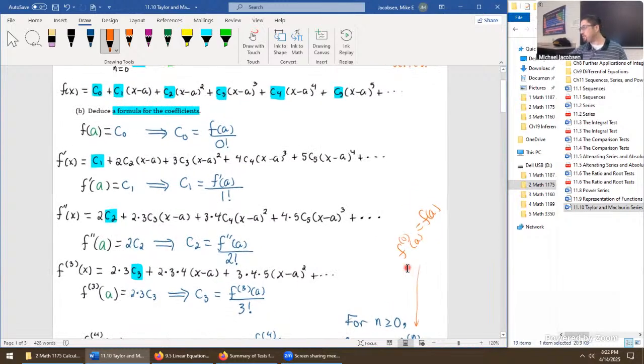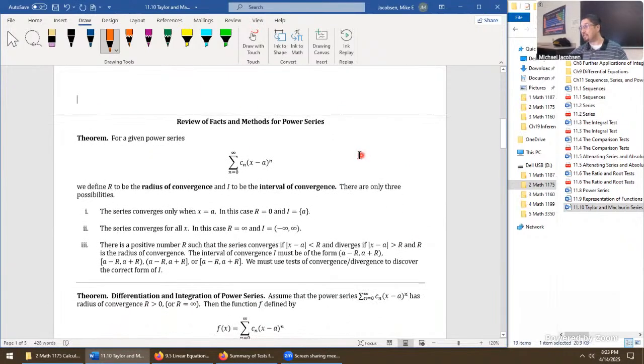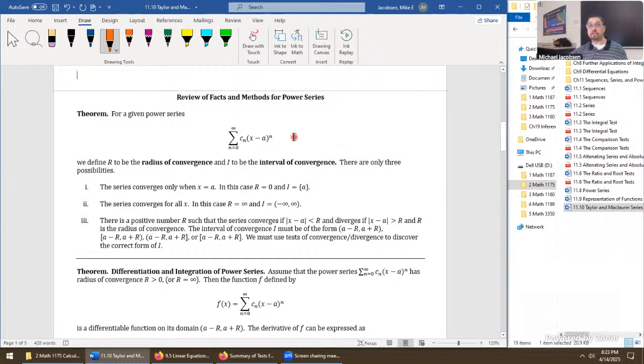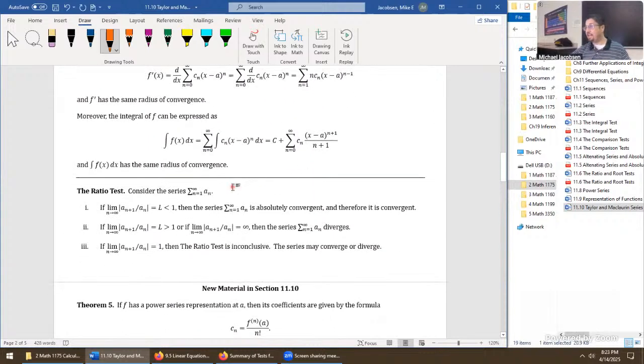Okay, next part of the notes is just a reminder of some tools that we have from the prior sections. So this is the definition of a power series in 11.8. These were the methods to differentiate and integrate from 11.9. And this is the good old ratio test from section 11.6.